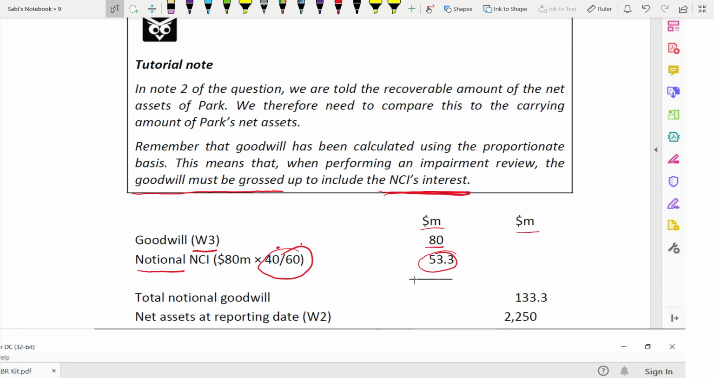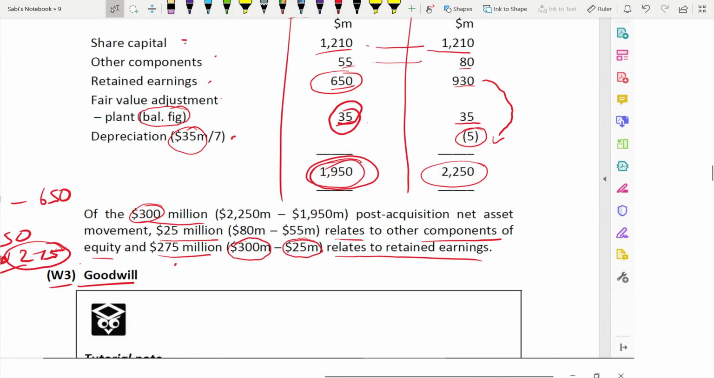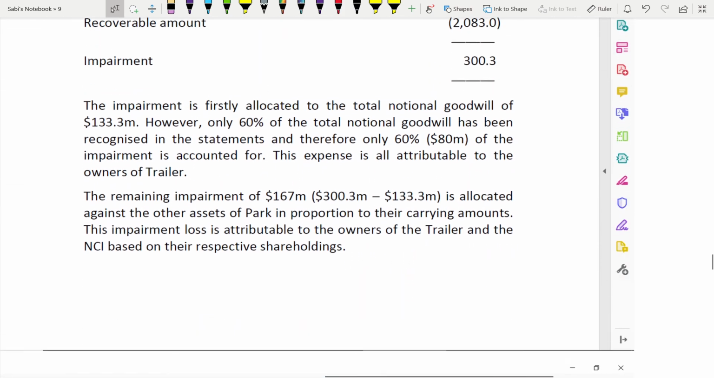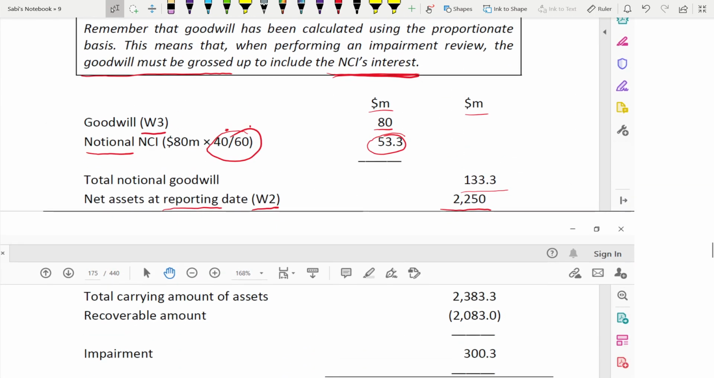Then notional goodwill. You add both of these. Okay. And at the reporting date, we have calculated in working 2 what is the net asset. It is 2550. Okay, 2550. It is this one. This one, not the acquisition. So you need to know all this, when the acquisition date will go, when the reporting date and net assets will go and all.